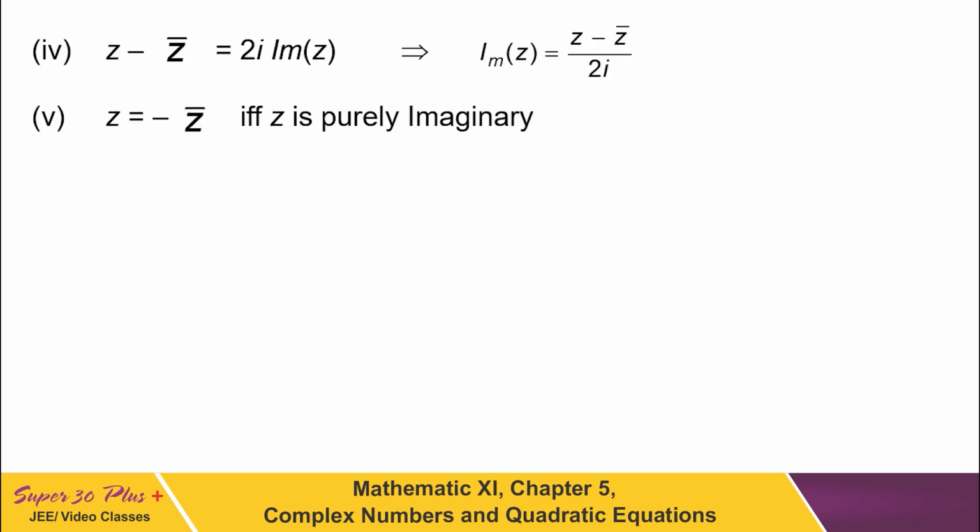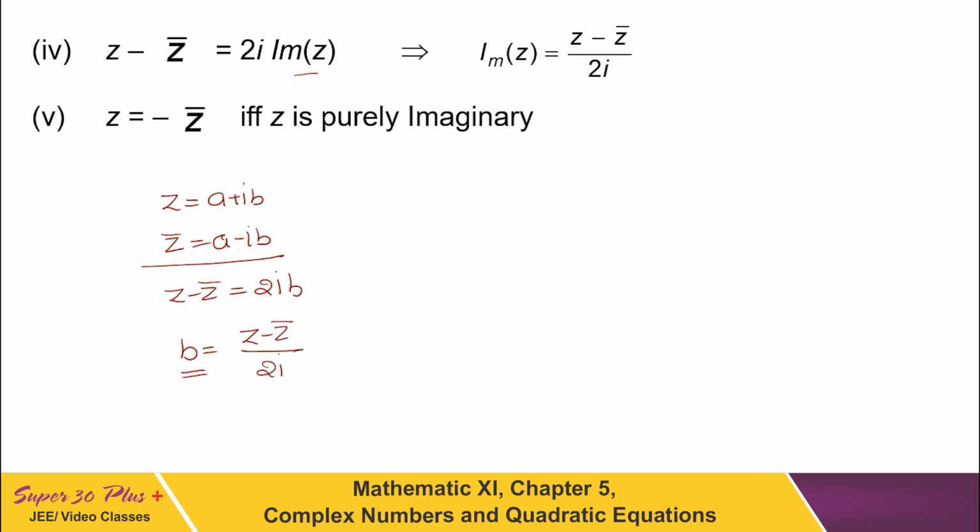Property number 4 is here. z minus z bar is equal to 2 iota times imaginary part of z. We can write here z is equal to a plus iota b, then z bar is equal to a minus iota b, and solve it. z minus z bar is equal to 2 iota b. Then you can find b is equal to z minus z bar upon 2 iota, and b is called the imaginary part of z. Then we can write the imaginary part of z is z minus z bar upon 2 iota.